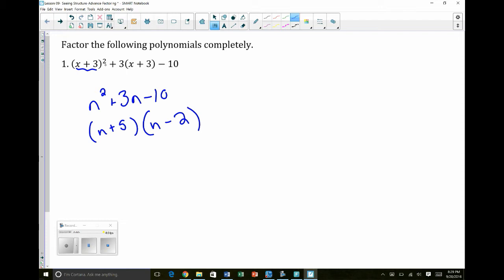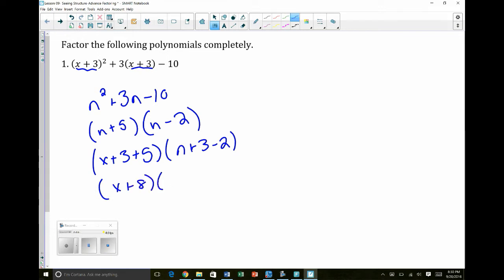This expression's basically the same, but instead of an n, I have an x + 3 plugged in. So I have (x + 3 + 5) and then (x + 3 − 2). And simplifying those, I get (x + 8)(x + 1). So I can factor that expression as (x + 8)(x + 1). You could go through and expand that out, simplify it, and then factor, but you're going to waste your time. Looking for and making use of structures is much simpler.